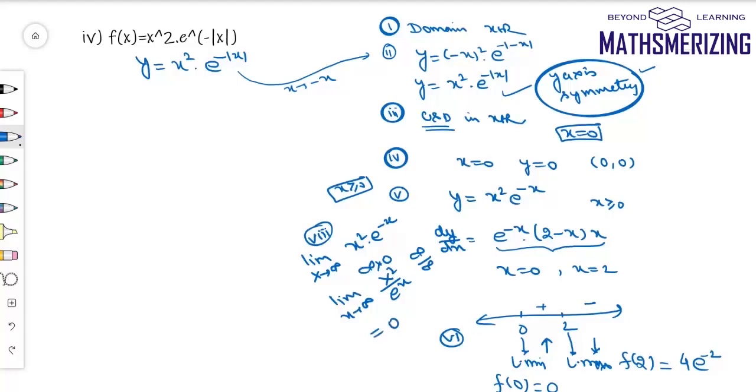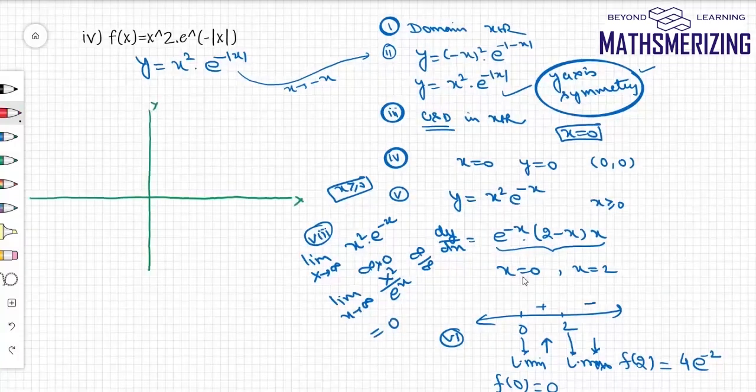So now I'll draw my graph. It'll intersect x-axis and y-axis at origin. Local minima at 0, minimum value 0. Then at 2, maximum value 4 upon e square. And then at infinity, it will be 0. So I'll draw this graph. And now because it is symmetric about y-axis, I'll take the reflection of right on left. So that is the graph of y equals x square into e to the power minus mod x.